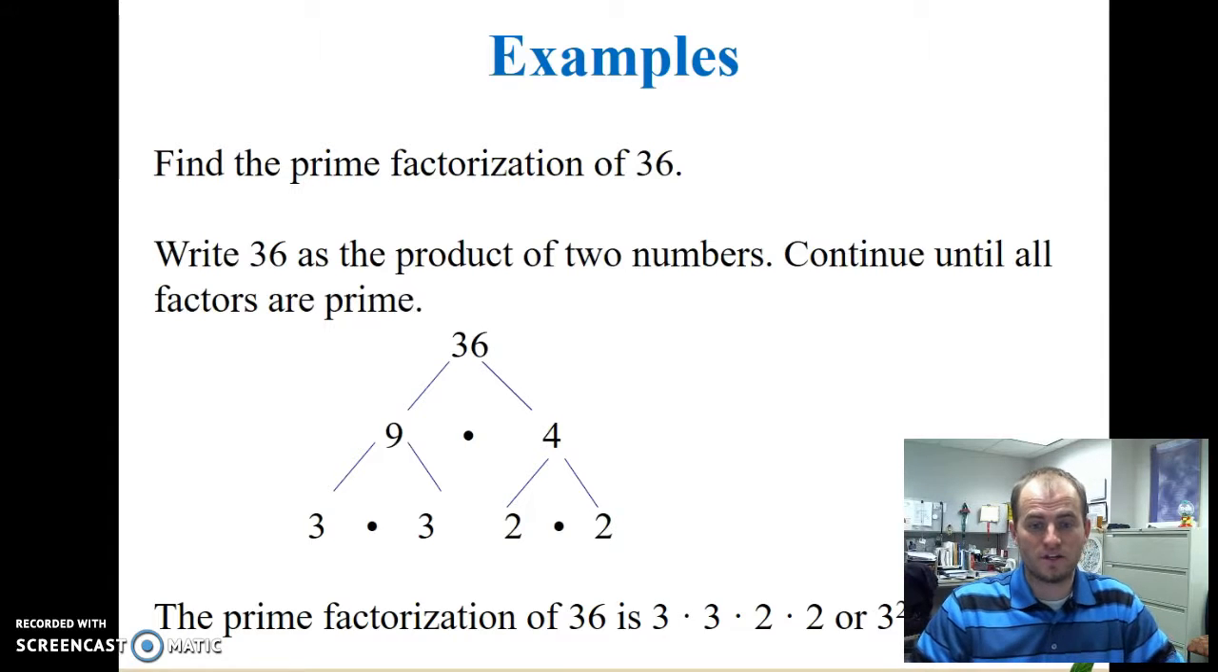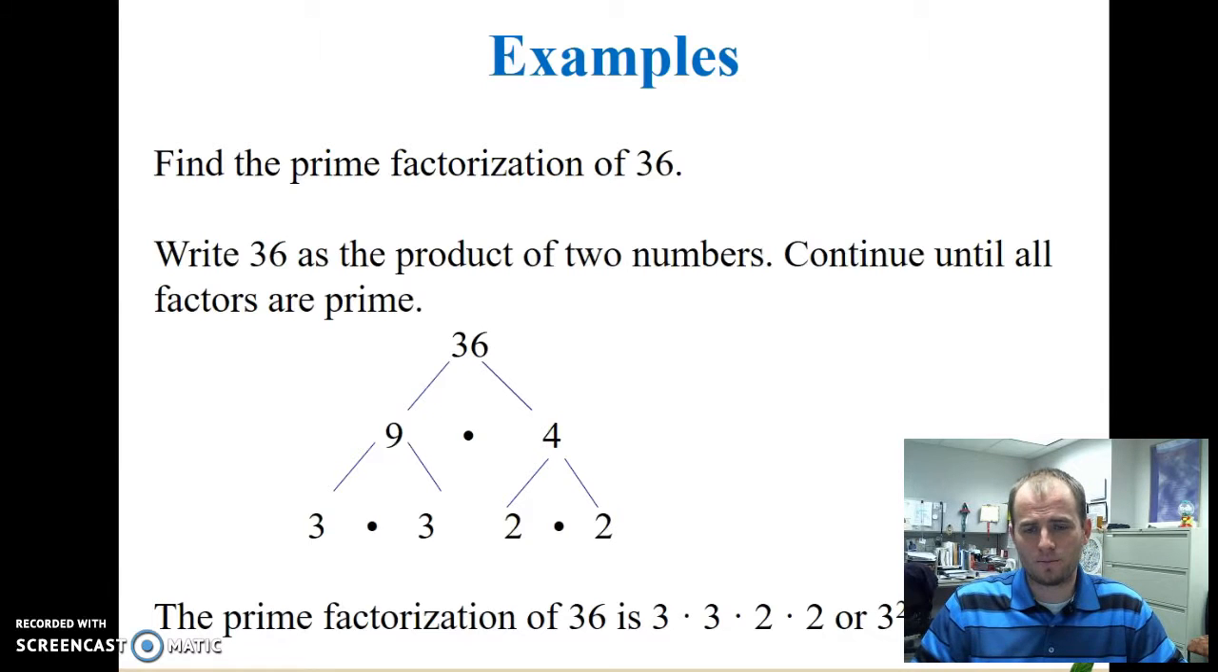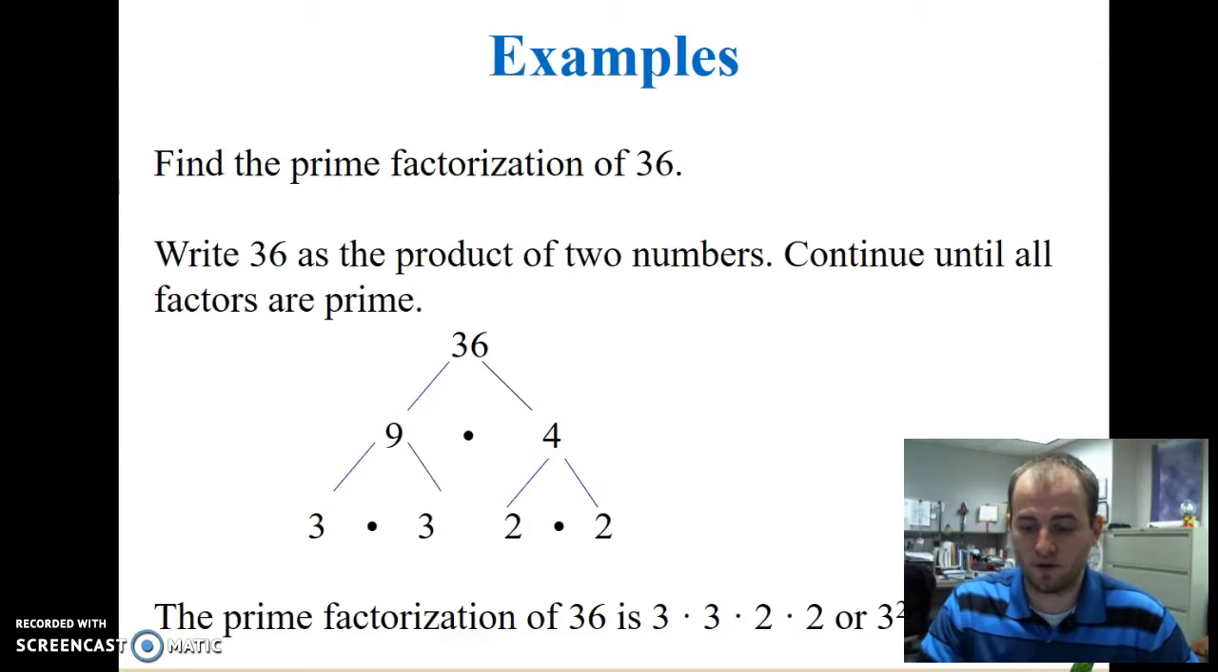So the prime factorization of 36 is 3 times 3 times 2 times 2. And normally, again, we put that 2 times 2 times 3 times 3. If you have repeated prime factors, remember you can write them with exponents. 3 squared times 2 squared, or 2 squared times 3 squared. Alright, so why don't you try to do letter C on your handout? For class, write the prime factorization of 72. So go ahead and pause the video and do that now.